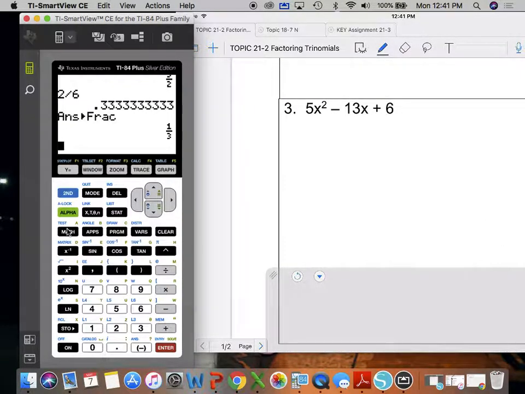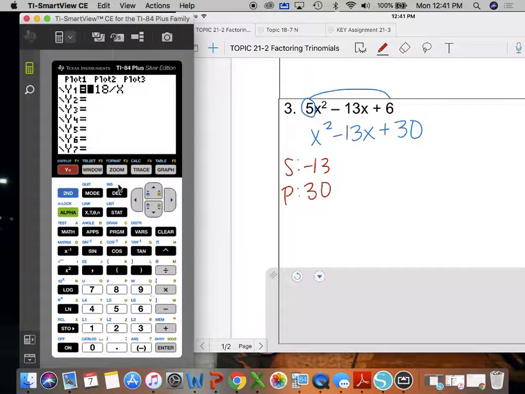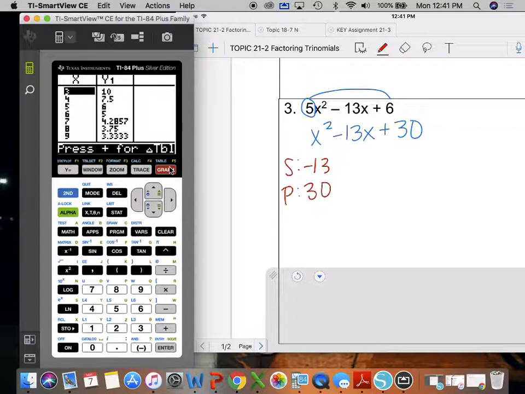Problem 3, take that 5, move it from the front to the back. 5 times 6 is 30. My sum is negative 13. My product is 30. In y equals, I put the product divided by x. Second table to search for the sum.